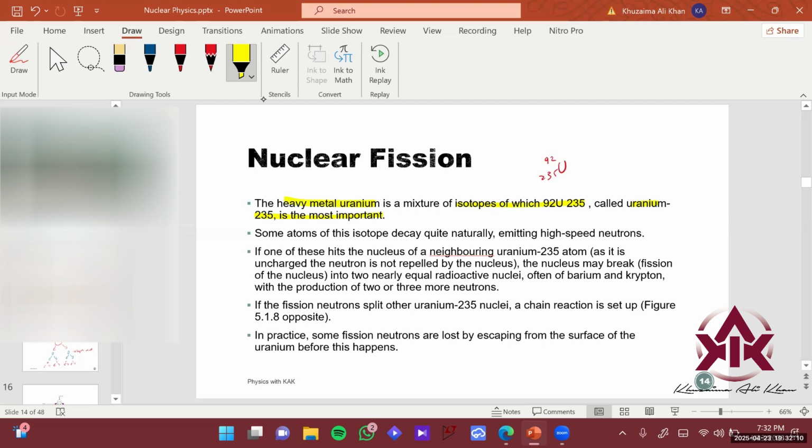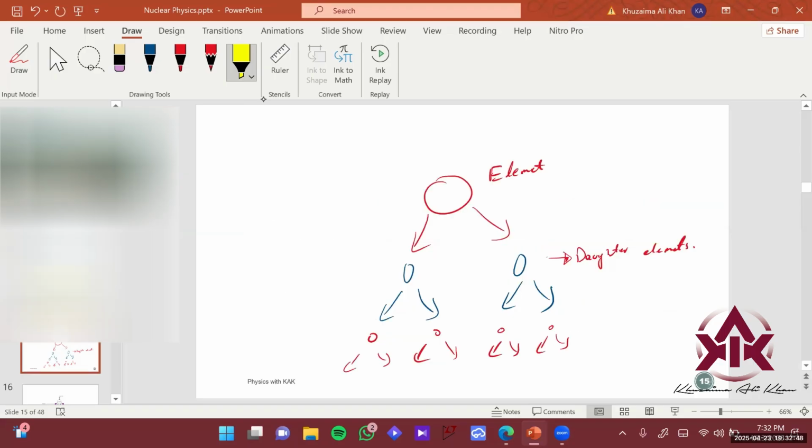So that is used in nuclear reactors, right? We have nuclear energy producing electricity, and that is what is used in that particular power plant. Some atoms decay quite naturally, emitting high-speed neutrons. If one of these hits the nucleus of a neighboring uranium-235 atom, it again starts to break into two radioactive nuclei, barium, krypton, and so on. So in fission, neutrons split the uranium-235 nuclei and a chain reaction is set up.